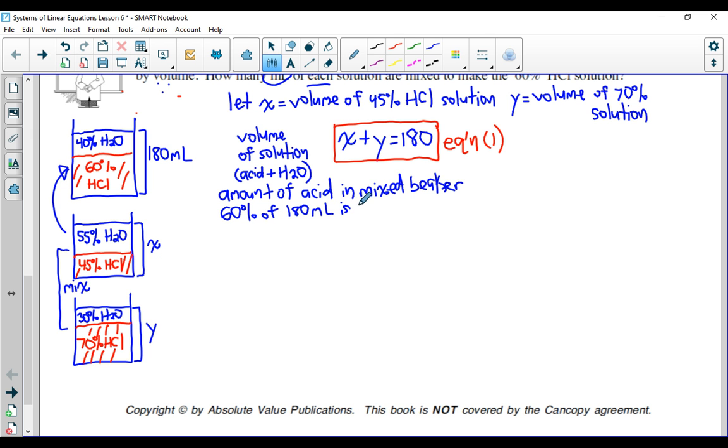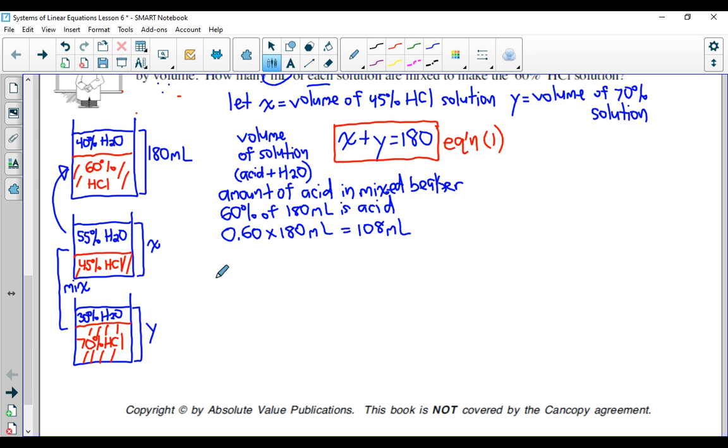Is acid in that beaker. When you find a percentage of a number, we can take that percentage and convert it to a decimal. So that'd be 0.60 and then multiply by 180 milliliters. That's 2/3 of 180. Oh, sorry, it's not 2/3. 2/3 would be 66.6 repeating percent. 0.6 of 180 would be 108. Okay, we're going to use this number in a moment.